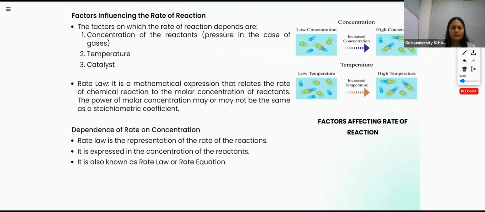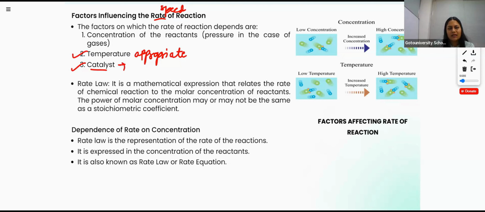And then what other factor influences the rate of chemical reaction? Rate is speed. The temperature. What kind of temperature is required? Appropriate temperature is required for a chemical reaction to take place. And then the third, very important, is the catalyst.